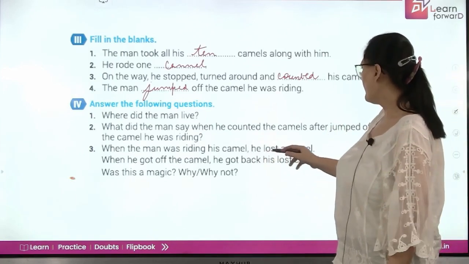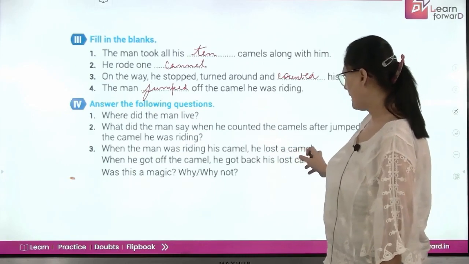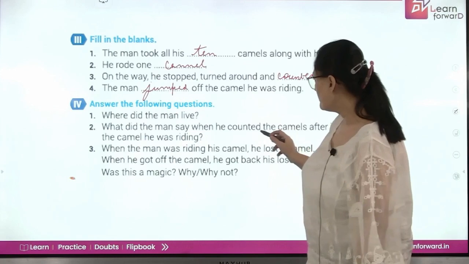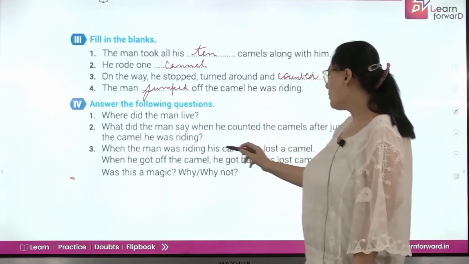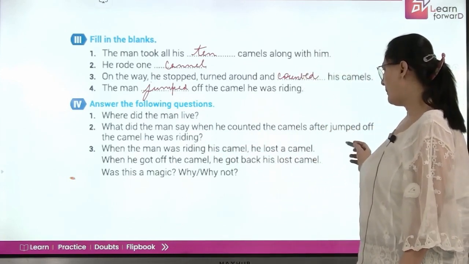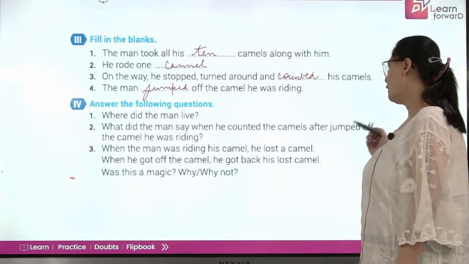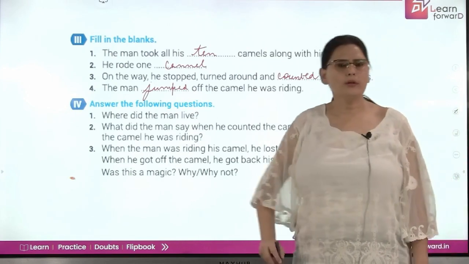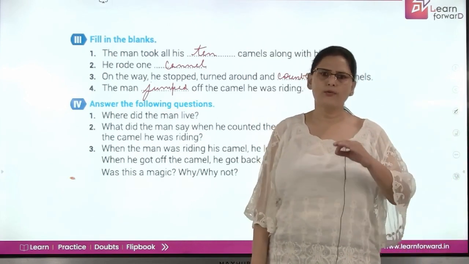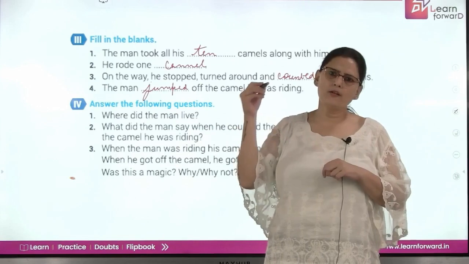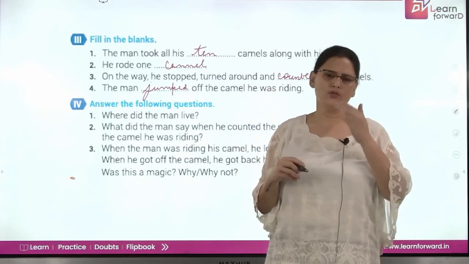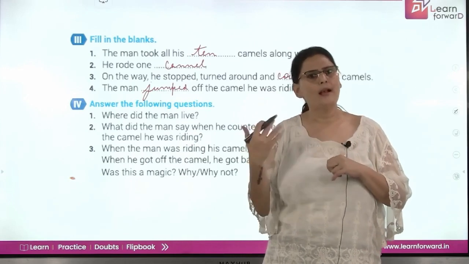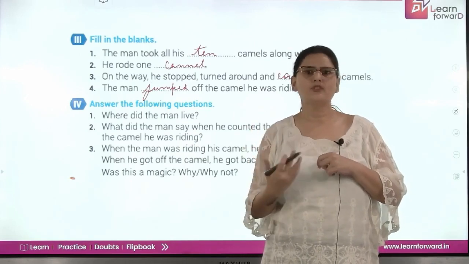Why was the man riding the camel? When the man was riding his camel, he lost a camel. When he got off the camel, he got back his lost camel. Was this a magic? Why or why not? No, this was no magic. He was a fool, because he always forgot to count the camel on which he was sitting. It was just that he was not good at numbers and he was not intelligent and wise enough.